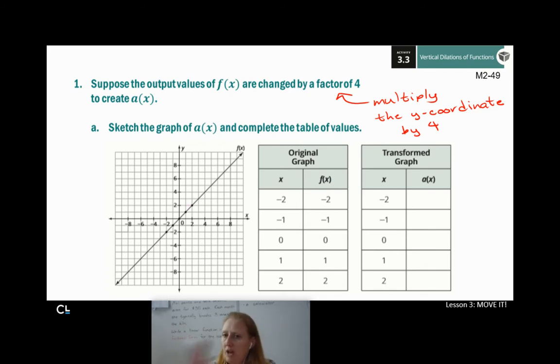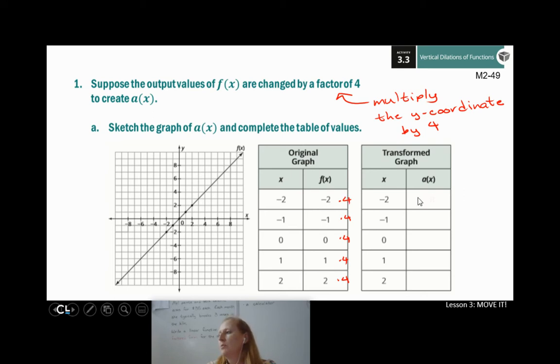So I find it's easier in this case to do the table first and then graph it. So go ahead and hit pause, fill out your table, or change it by a factor of 4. So you're going to multiply your y coordinates by 4 and then graph it. Hit pause, work that out, hit play when you're ready to check it. So as I said, we're just going to be doing times 4. When I have a factor of 4, we're just multiplying all our y coordinates by 4.